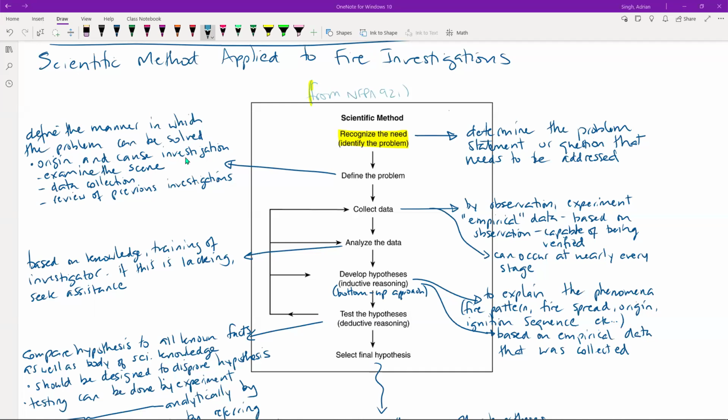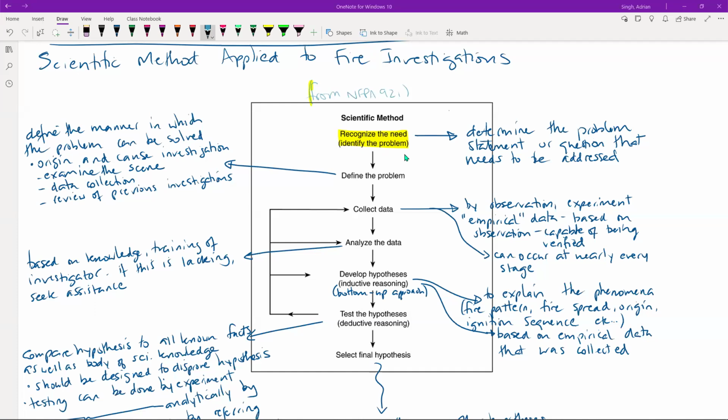And we can do that by examining the scene. We can combine other data collection methods, for example, reviewing any previous investigations that were conducted of that particular incident, interviewing witnesses, and any results of scientific testing. That's something we're going to see within this example of the scientific method: data collection can happen at really any stage along the process.